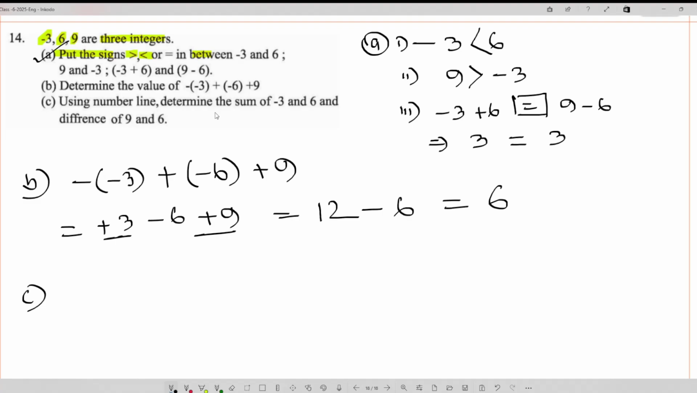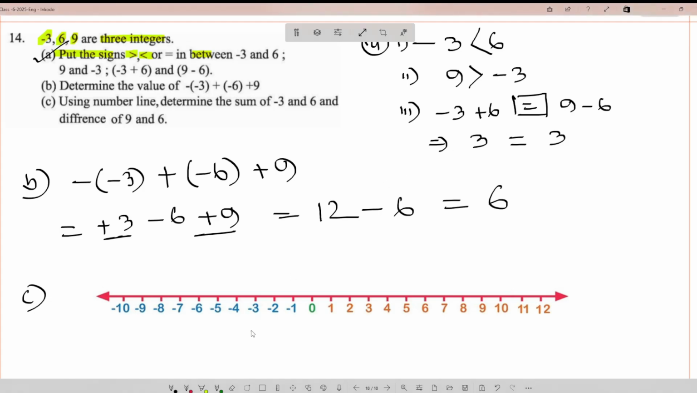using number line, determine the sum of minus 3 and 6 and difference of 9 and 6. This means we should use a number line. Look, using the number line, determine the sum of minus 3 and 6. It means minus 3 and plus 6. So first we should draw minus 3. So this is 0. So minus 1, minus 2, minus 3. This is a minus 3, right? And then what? Plus 6. Now look, minus 3 and plus 6, the result would be 3.